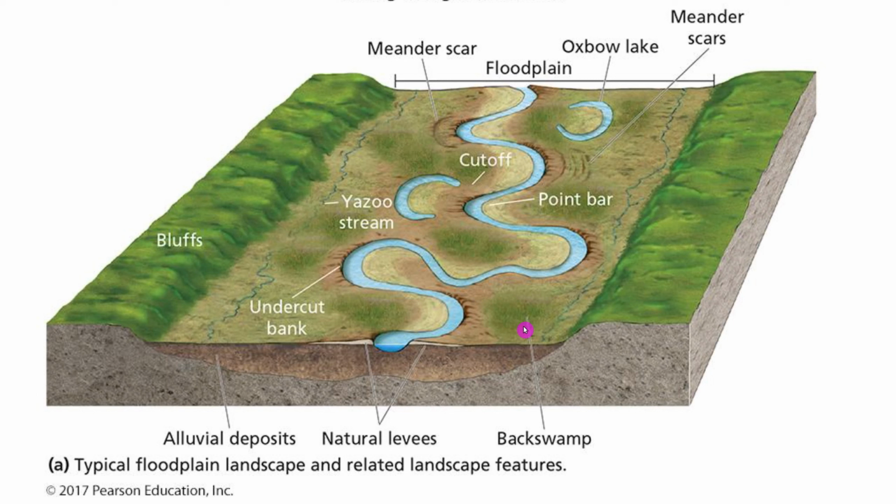Back swamp, it's just an area where it would be swampy. The levees are higher, these banks are higher, so you could actually have a slightly lower area in here where water would accumulate. And I think those are all the floodplain terms that you need to know. You've got point bar, cut bank, undercut, oxbow lake, meander scar, Yazoo tributary.